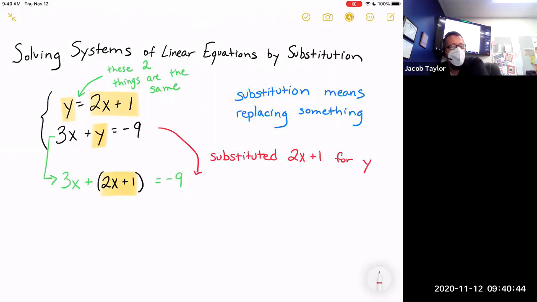2 minus 3 is -1. Why are you doing that? Shouldn't you be doing 2 plus 3?